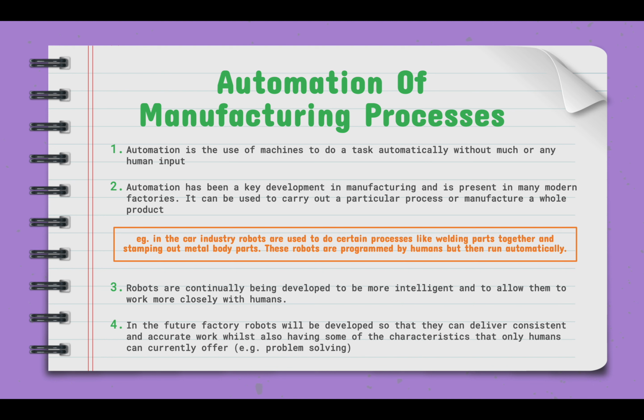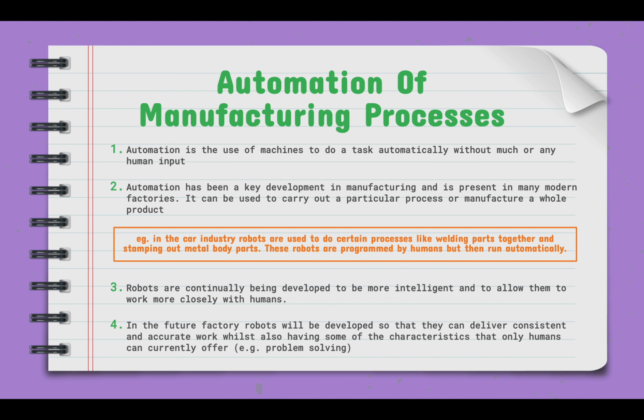The clue's really in the name, without much or any human input. For example, all a human would need to do is press a button and a robot or a machine would carry out the whole entire process from start to finish. Automation has been a key development in manufacturing and is present in many modern factories. It can be used to carry out a particular process or manufacture a whole product.